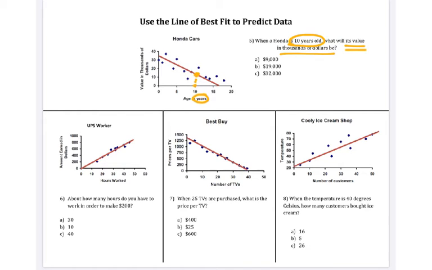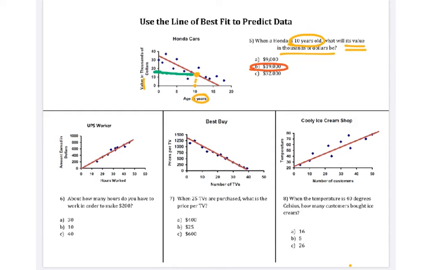old. So now it says, how much will it cost? Well, the value is my y-axis. So when this thing is 10 years old, it's approximately right there. So looking at my multiple choice, is it $9,000, $19,000, or $32,000? So it's between the 10 and the 20, definitely closer to the 20. So $19,000 would be my prediction.